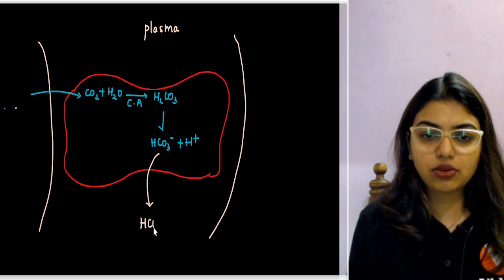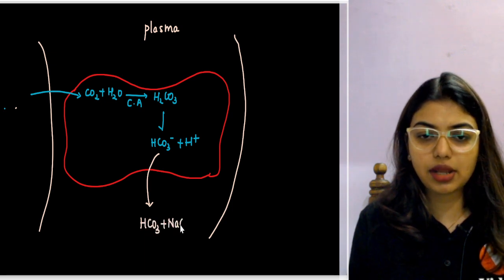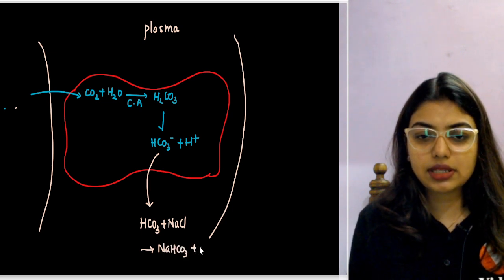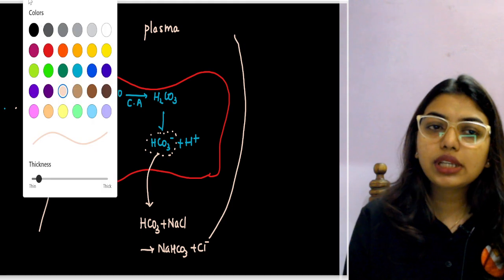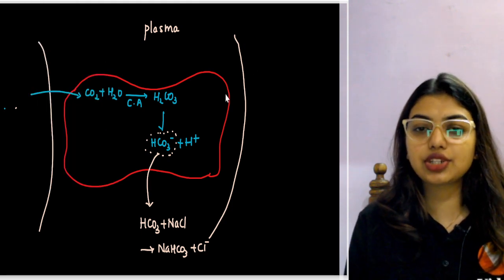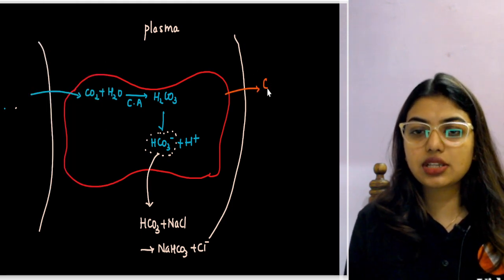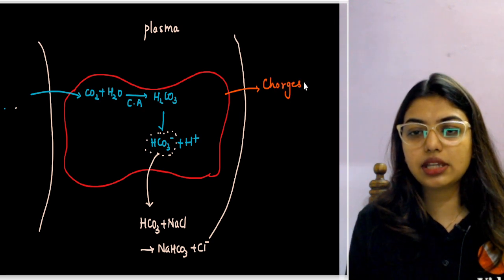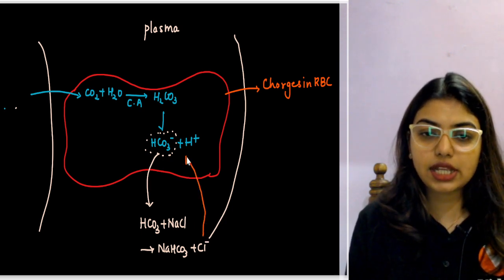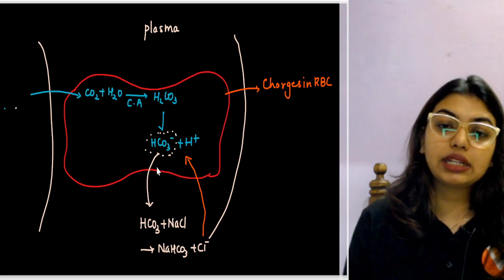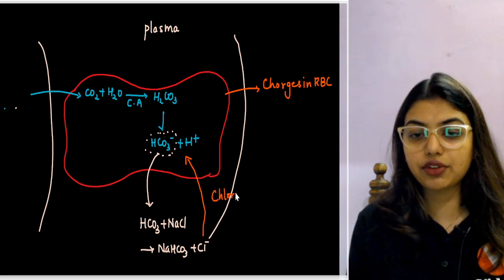HCO3 is going to combine with the NaCl in the plasma and form NaHCO3 plus Cl minus. Now all of you look here, this negative ion, I have taken it outside the RBC. So don't you think there is going to be a difference in the ionization, a difference in the charges in the RBC? Yes ma'am, because you took something negative outside, you might have to give something in return. So I will give this chlorine in return for this HCO3 to maintain the charges, to maintain the ionization, and this is called chloride shift.